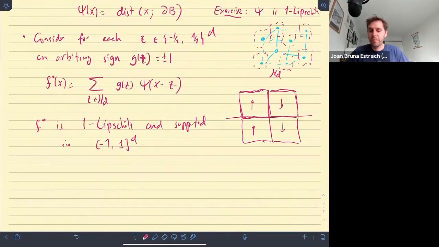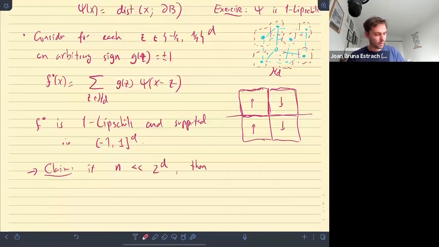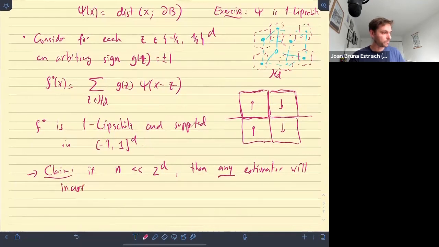So now let's say your goal is to learn this function f star from someone. I claim that if n, the number of samples, is much more than 2 to the d, then any estimator, it could be the one I presented before, it can be anything you want, will incur a relative error.